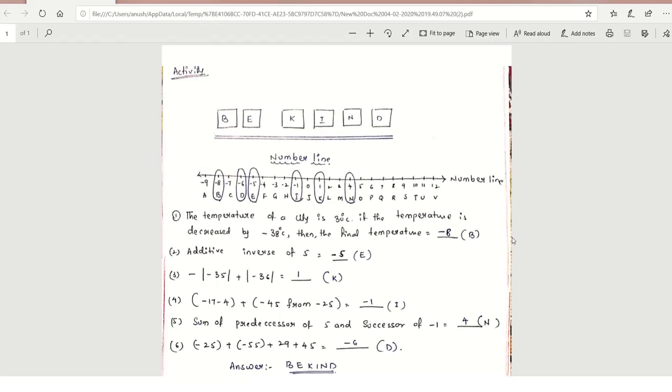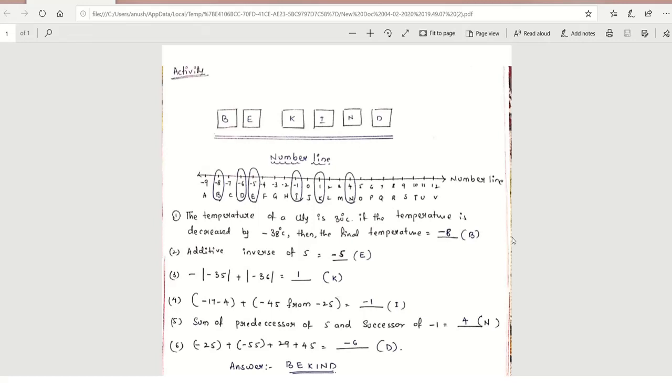Similarly, -17 minus 4 plus -45 from -25 gives you -1 as the answer. Where is that? Yeah, it is I. The next question, if you notice, sum of predecessor of 5 and successor of -1. Predecessor of 5 is the number before, 4, and successor of -1, which is equal to, yeah, 0. So 4 plus 0 is obviously 4, which is represented with the letter N.